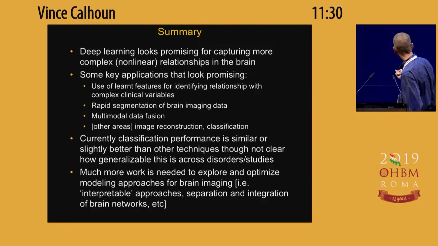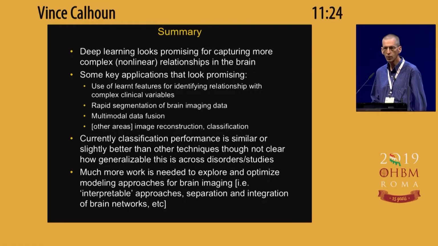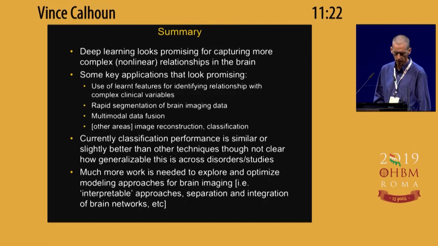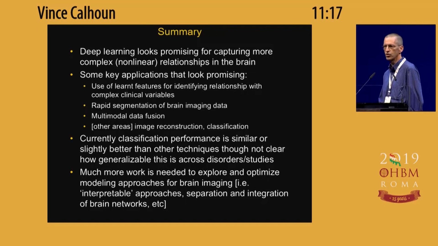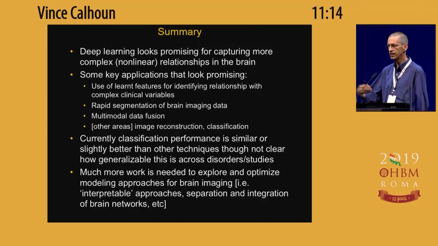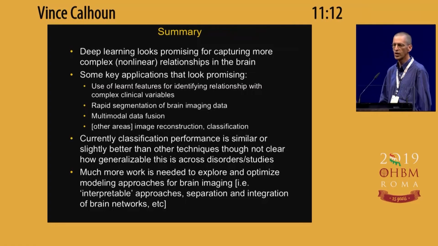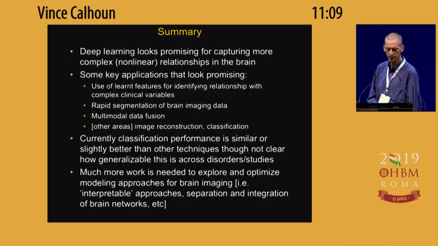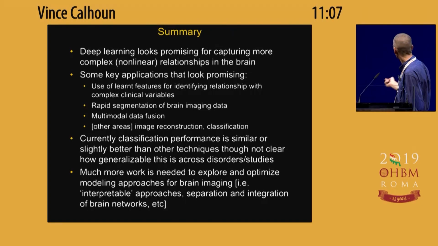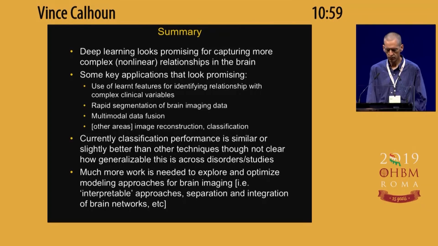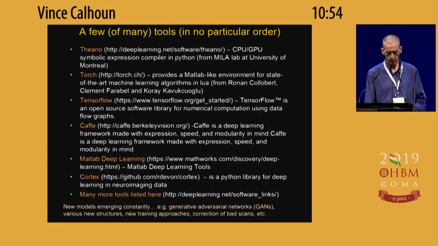We get good classification performance, although that is not always the case. You shouldn't think deep learning is the solution to all your problems, because it has a lot of problems associated with it as well. There are difficulties in training, and it takes a long time. Sometimes it doesn't work as well as simpler and more easily applied approaches. Much more work is needed to continue to optimize, explore and apply these in a way that can be interpreted and is useful for understanding human brain function.